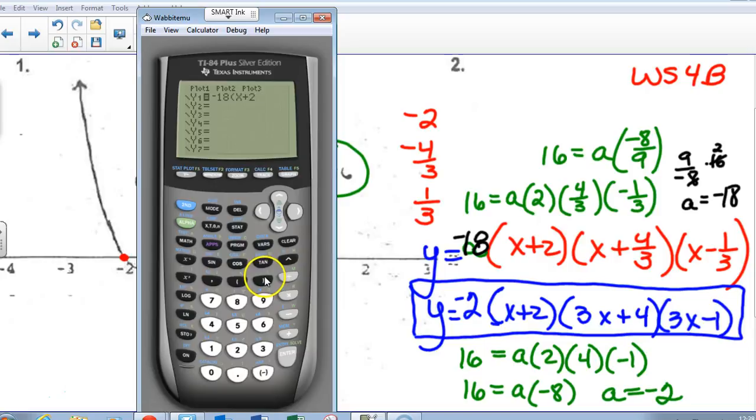If you have a color calculator and you want to put them both in, it's kind of fun because you will see that it will do one right over the other. But you only need to put one of them in. Whichever one you would have written down on your paper, go ahead and put that one in.